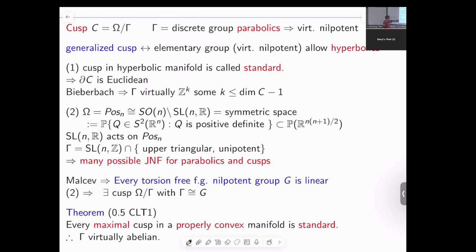If you have a properly convex manifold and you have a maximal cusp in it, then in fact it's standard. None of these exotic parabolics occur. It's standard, meaning that it's actually projectively equivalent to a cusp in a hyperbolic manifold. In particular, the group is virtually abelian.